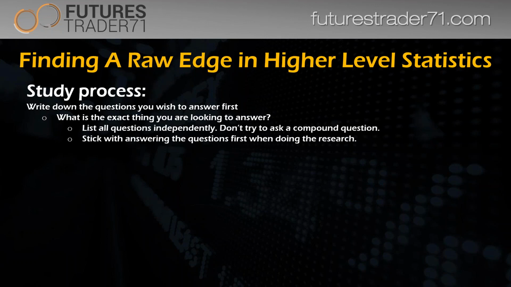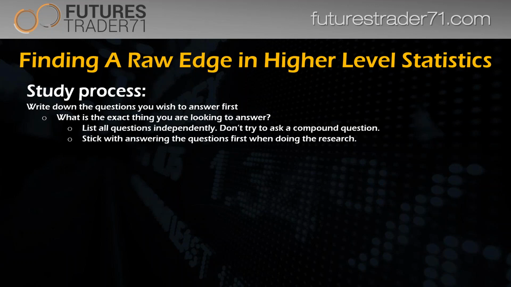List them out so that you can focus on answering those questions first. Don't try to ask a compound question. In other words, don't ask a question like, what is the range of the initial balance on Thursdays for the last 252 days or 1 year of trading? What you need to do is say, what is the range of the initial balance? Then you need to take that and then look at Thursday and answer that question. And then you need to apply that information over 252 trading days.